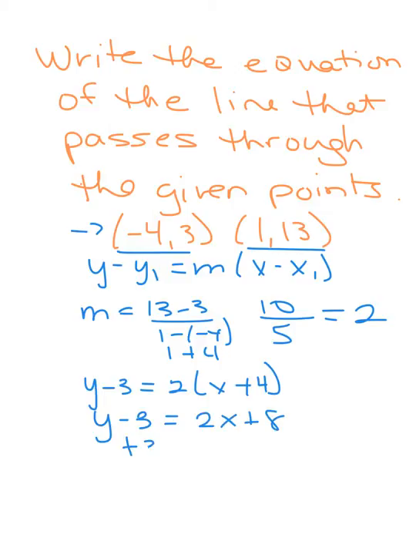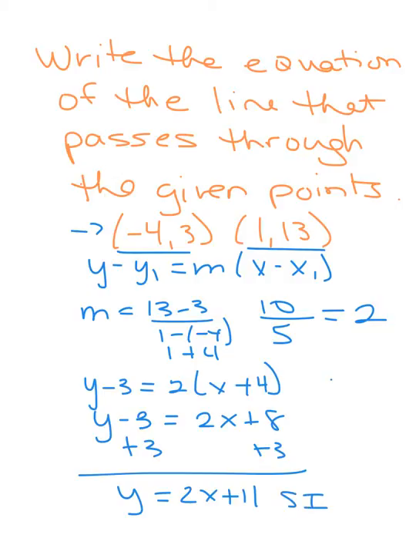And I'm going to add 3 to either side because I'm trying to get my equation in slope-intercept form. So I have y is equal to 2x plus 11. So that is in slope-intercept form right there. At this line, that is my point-slope formula.